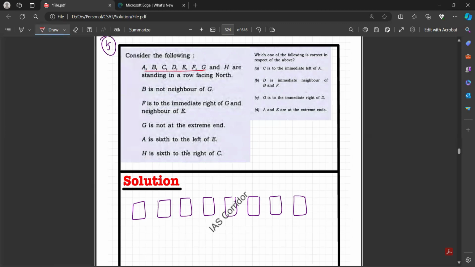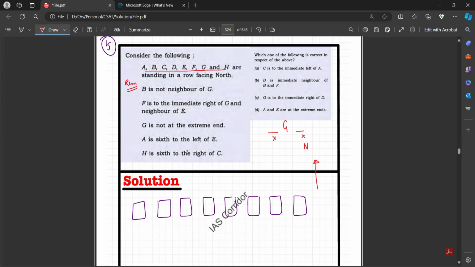Now A, B, C, D, E, F, G, H are facing to the north. So this is north. They all are facing to this side. B is not a neighbor of G. So that means if G appears here, B cannot appear in these two positions. We need to remember this fact. We cannot assign them right now, but it will come in handy once you place G.